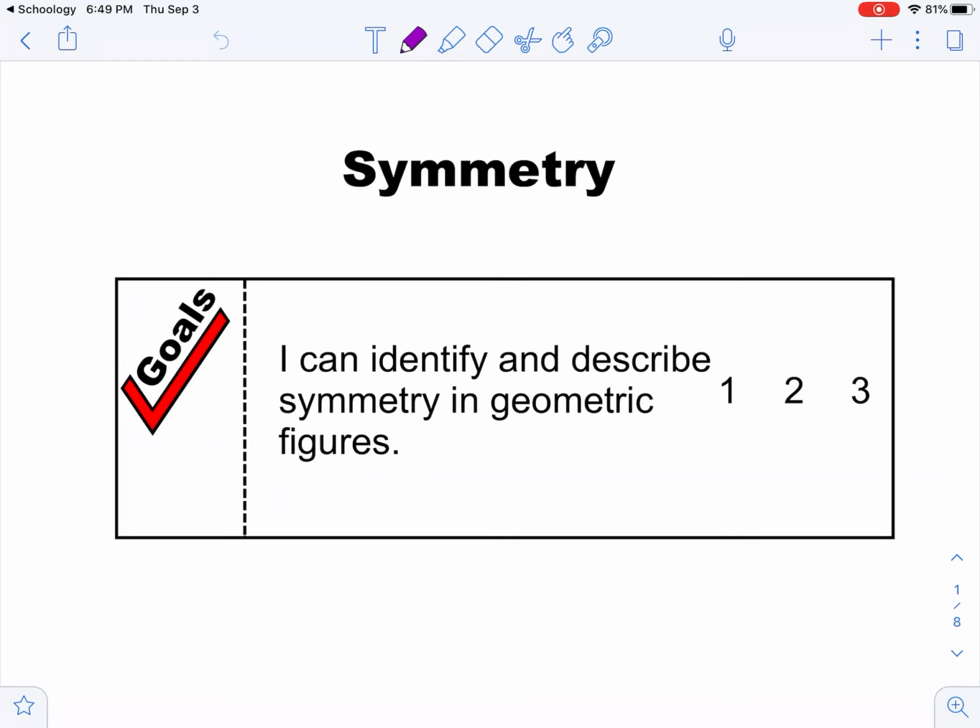All right, so the last topic we have to talk about in this chapter is symmetry. Your goal for today: I can identify and describe symmetry in geometric figures.